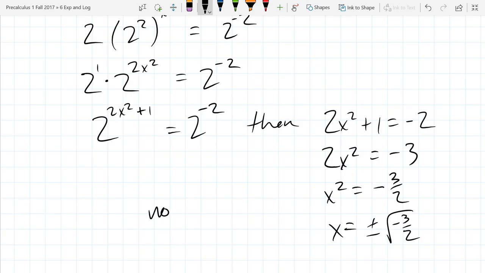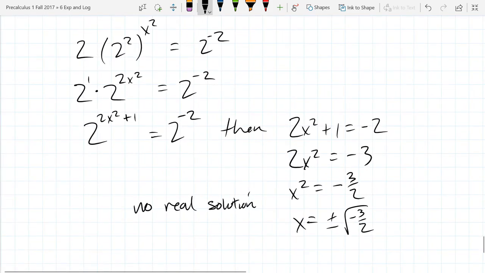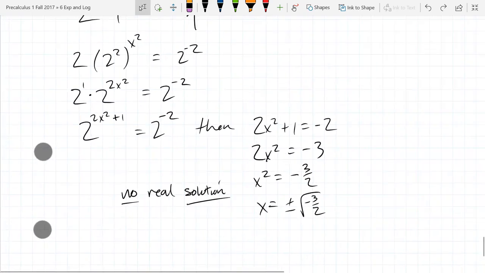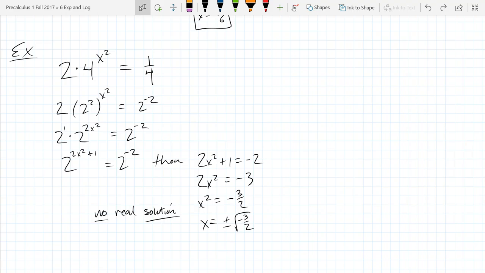So what would you say about this solution? So we got no real solution. So that means no solution. If I had picked my example more carefully and chosen a positive power on the right side, I would have had a real solution. Two real solutions, actually.